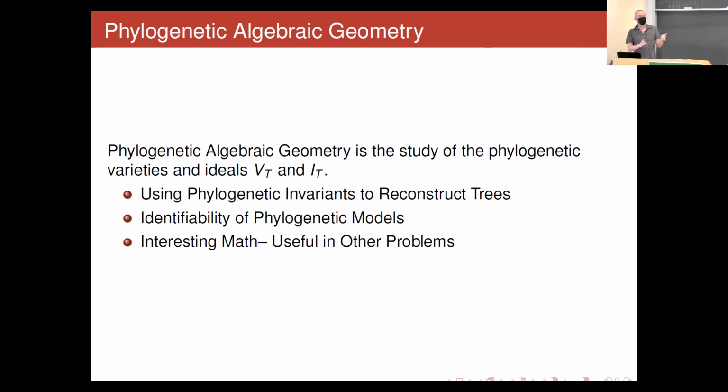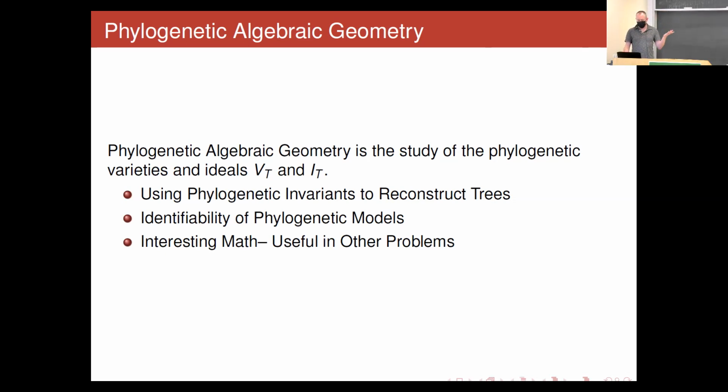It's useful because you can use it to build new algorithms to reconstruct phylogenetic trees from data, and I'll try to give you a little taste of that. It's also useful as a theoretical tool in phylogenetics because it allows us to prove some new identifiability results, which I'll talk about, what that means. And maybe more importantly for this conference, one of the reasons they're interesting is there's lots of cool math that comes up in the study of these varieties. And I'll try to emphasize some of that towards the end.